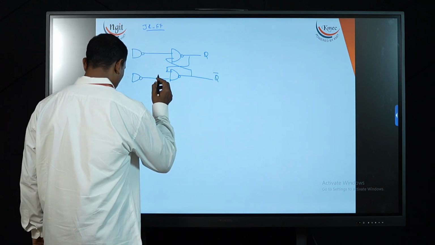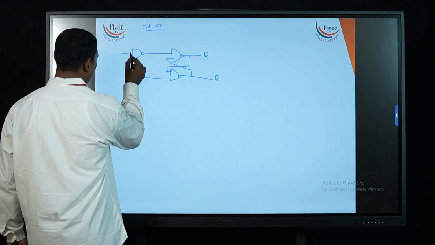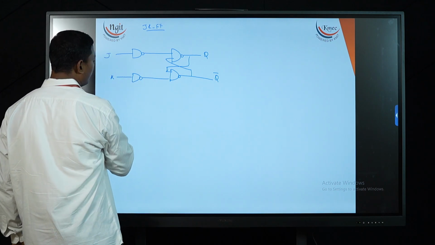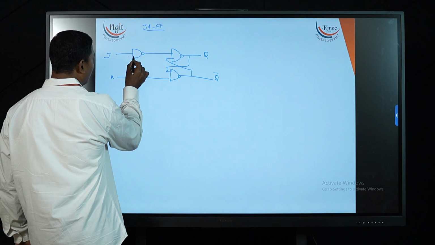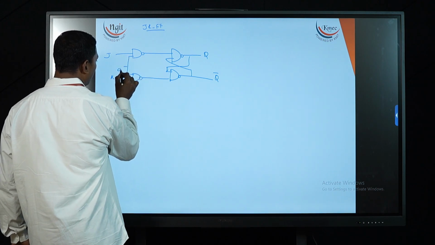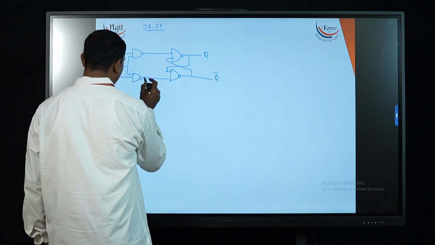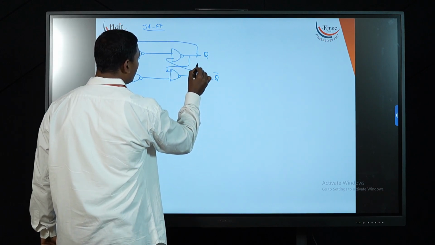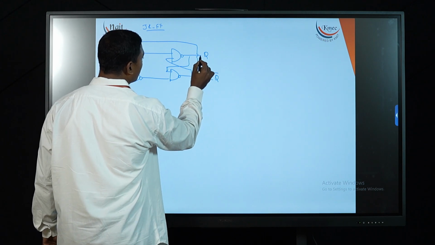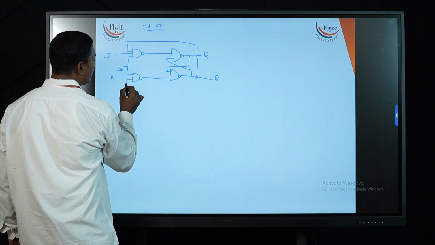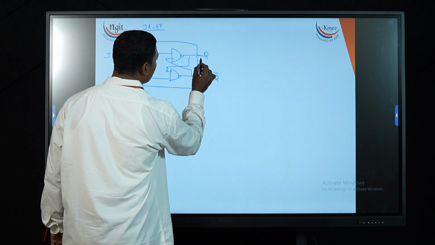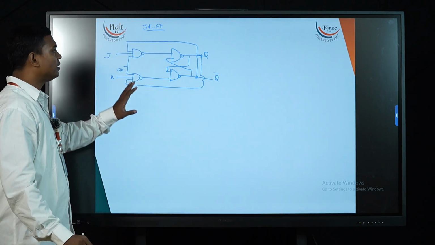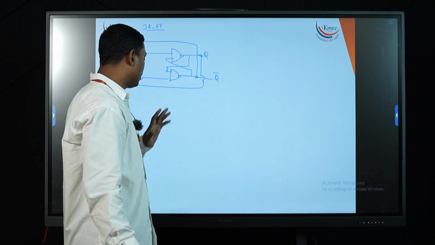Again, my input values: this is my input J, and I have one more input K, right? Along with this we are going to give one clock. After the clock, one more input will come from external. This is the way it is connected, and for this one also we have a connection here, connected like this. So this is the setup for my JK flip-flop.